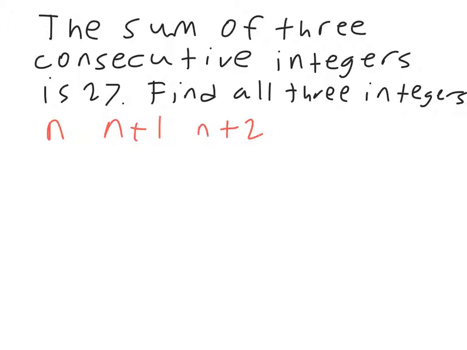So with that, notice that it says the sum of 3 consecutive integers. That means we're adding those 3 integers. So add those 3 integers, and the sum of that is 27. So adding these 3 up will give you 27. So next we combine like terms. N plus n plus n will give us 3n. And 1 plus 2 will give us 3.